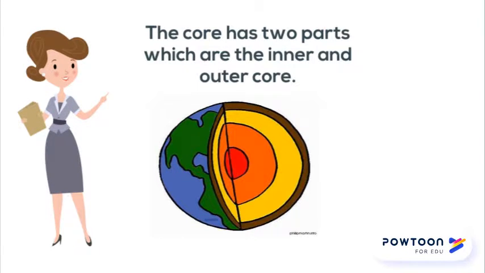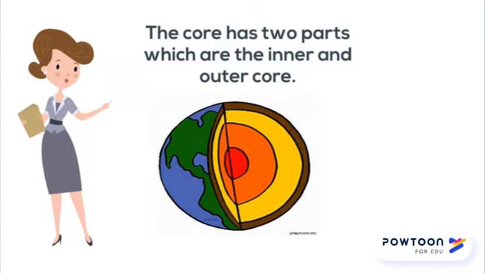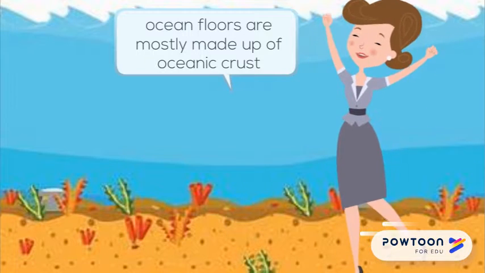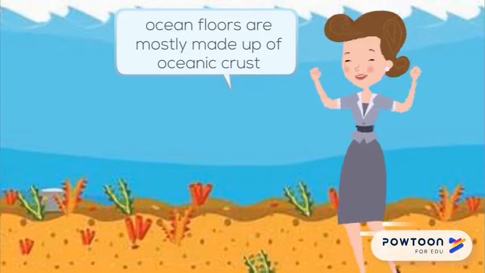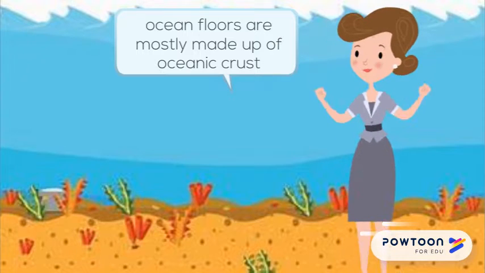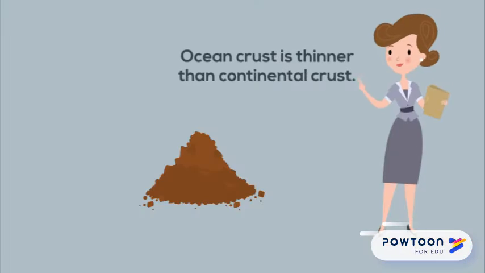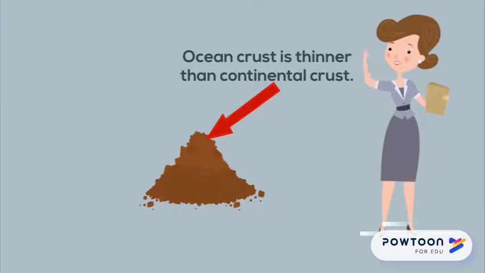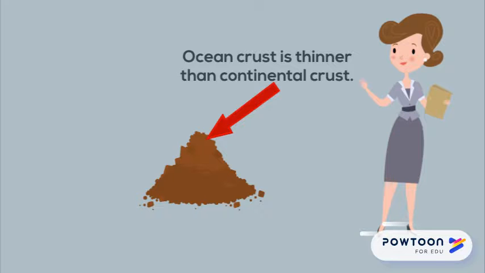Earth's crust can be divided into oceanic and continental crust. The ocean floors are mostly made up of oceanic crust, while continental crust makes up the continents. Ocean crust is thinner than continental crust. Oceanic crust is usually less than 10 km thick. Ocean crust is made of heavier rocks which are rich in magnesium and iron.